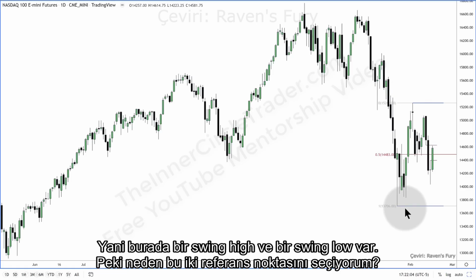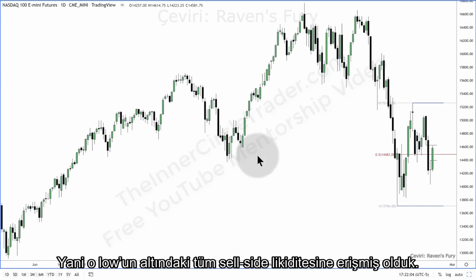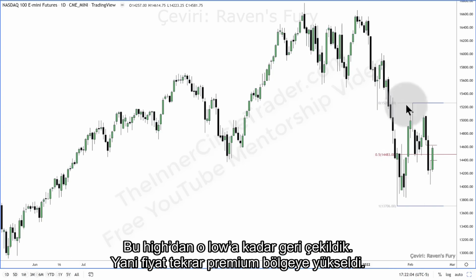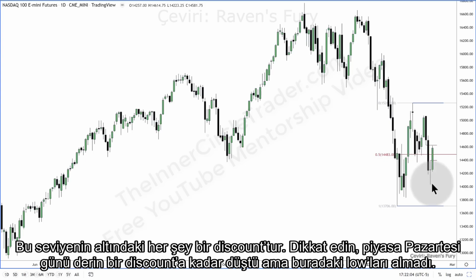Now, why am I picking these two reference points? Well, namely, this is the low most recently after taking out this short-term low. So we've dug into all the sell-side liquidity resting below that low. We retraced back up inside of this high to that low. So we went back up into a premium, the range high to low, running a fib just to get the 50% level. That gives us equilibrium. Anything below that is a discount.